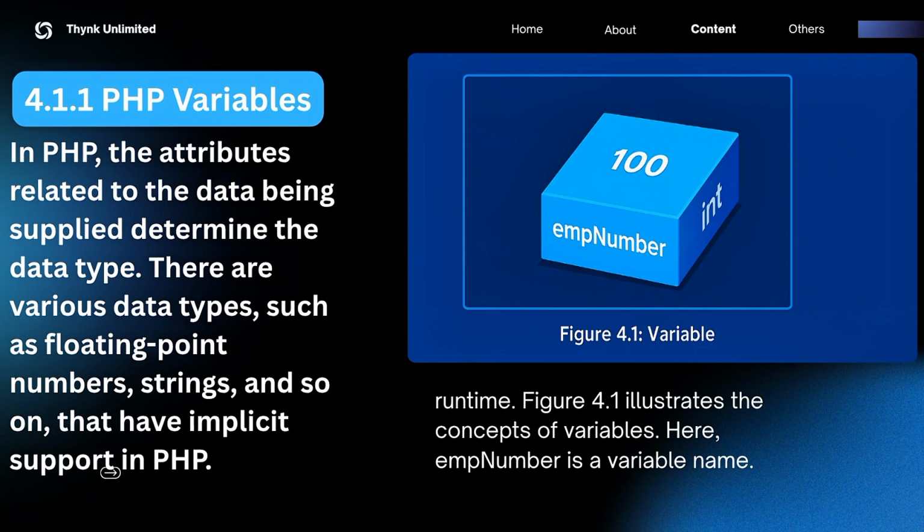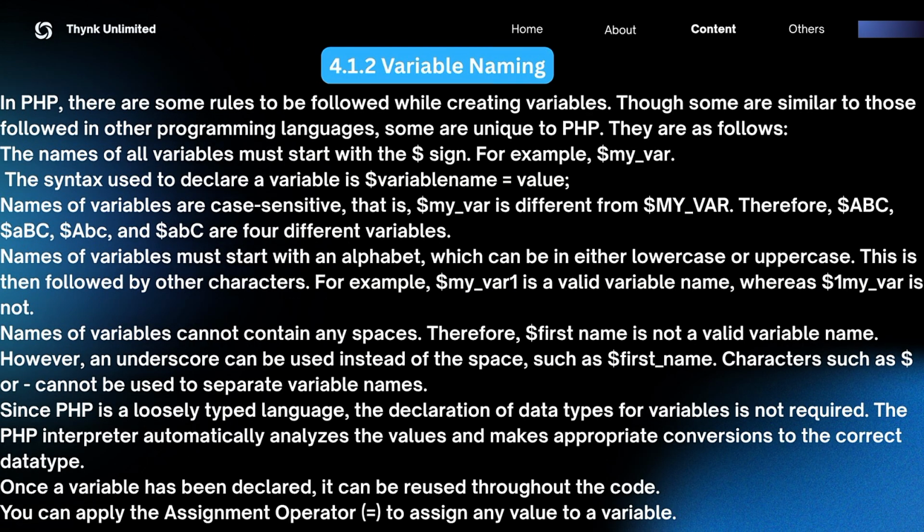When creating variables in PHP, there are a few important naming rules that must be followed. These rules help PHP understand your code correctly and prevent unexpected errors during execution. While some of these rules are similar to other programming languages, PHP also has its own unique conventions.